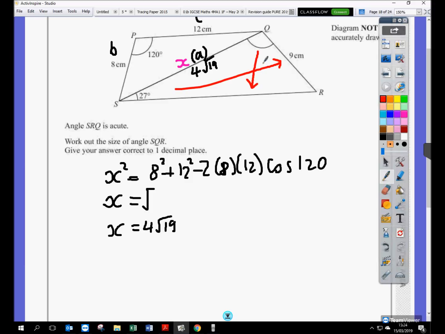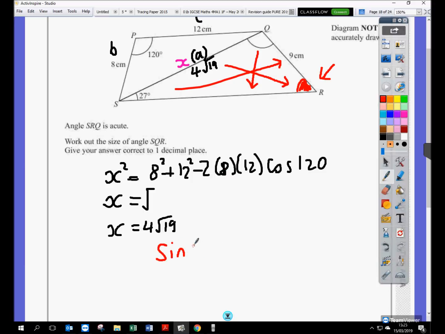The issue with this is, if I want this angle SQR, I need this side SR, but I don't have the side SR. So what can I do? Well, I do have this side, which is 4 root 19. So 4 root 19 is opposite this angle here, angle SRQ. Because I have the side 4 root 19, I could work out this angle in the corner here, even though that's not what I need to do. But I could actually work that out, and that's what I'm going to do.